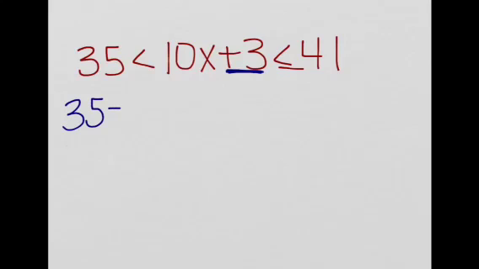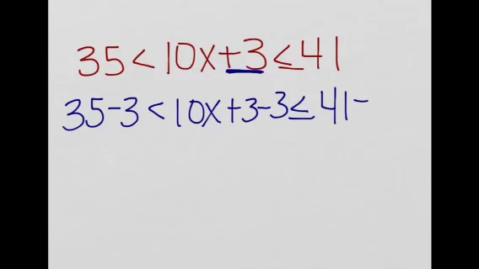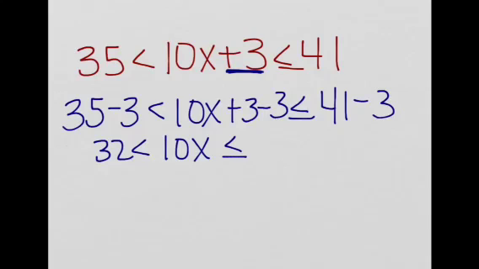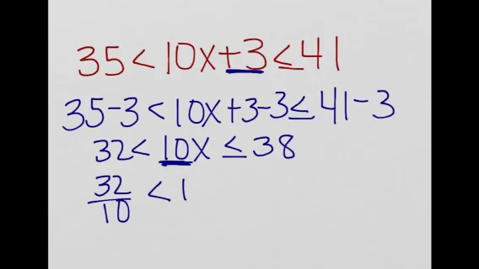So 35 minus 3 is less than 10x plus 3 minus 3, which is less than or equal to 41 minus 3. So I get 32 is less than 10x, which is less than or equal to 38. Now I want to isolate the variable again, so I'm going to divide by 10 on all three sides. I get 32 divided by 10 is less than 10x, which is, not 10x, just x, which is less than or equal to 38 divided by 10.